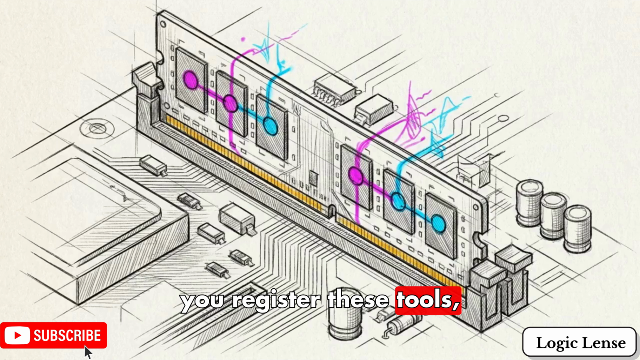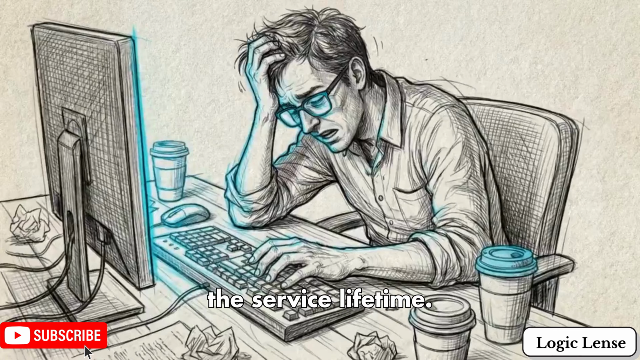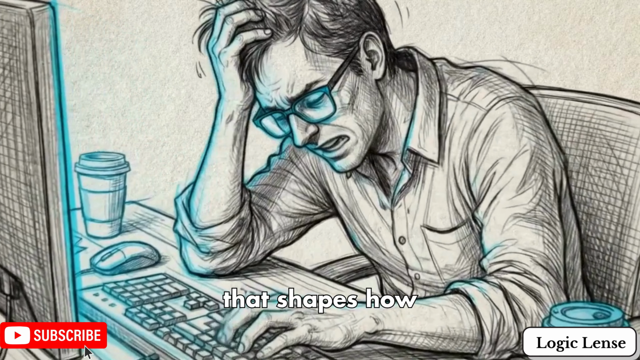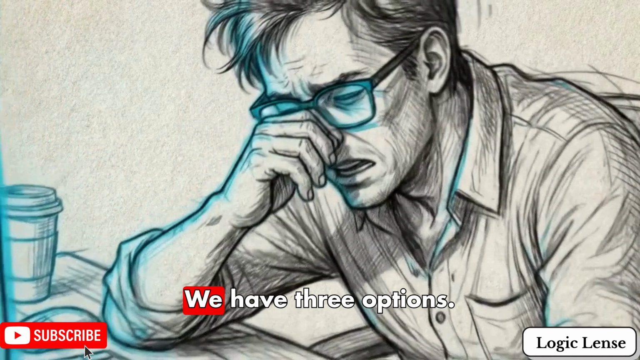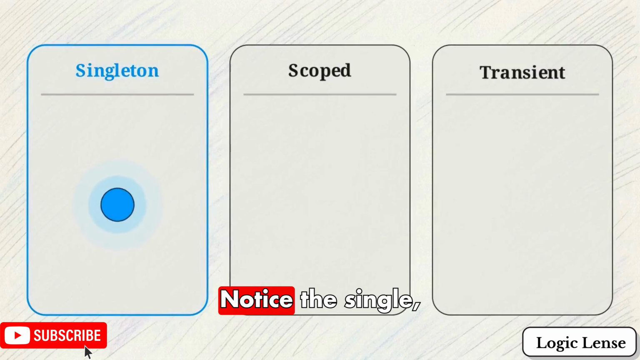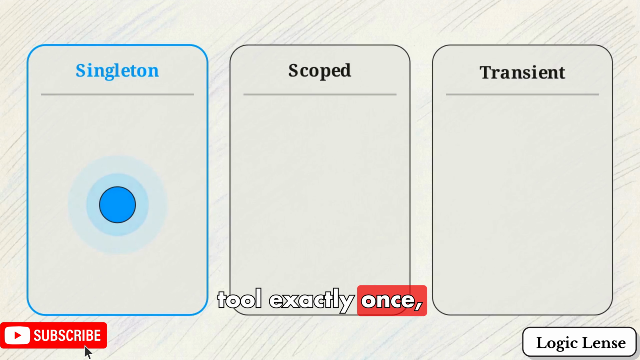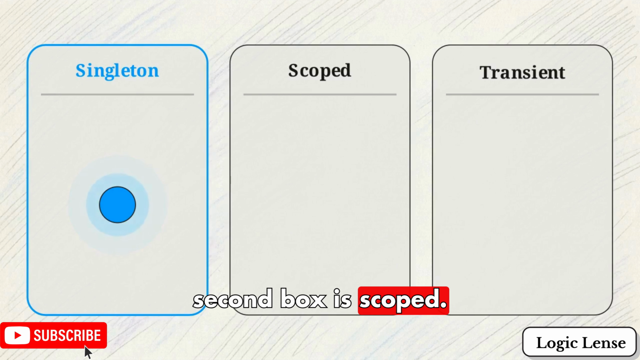When you register these tools, you have to decide how long they stay active in memory. This is called the service lifetime, and it's a choice that shapes how your app performs under pressure. We have 3 options. The first is a singleton. Notice the single, permanent glowing dot. The system creates this tool exactly once and shares that same one with every user for as long as your app is running. The second box is scoped.